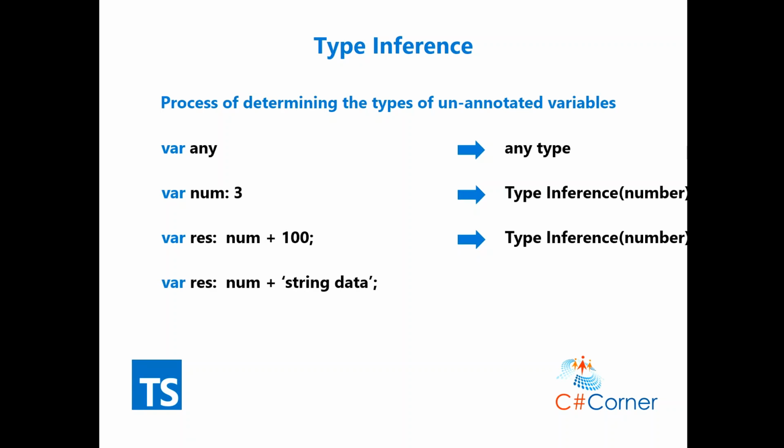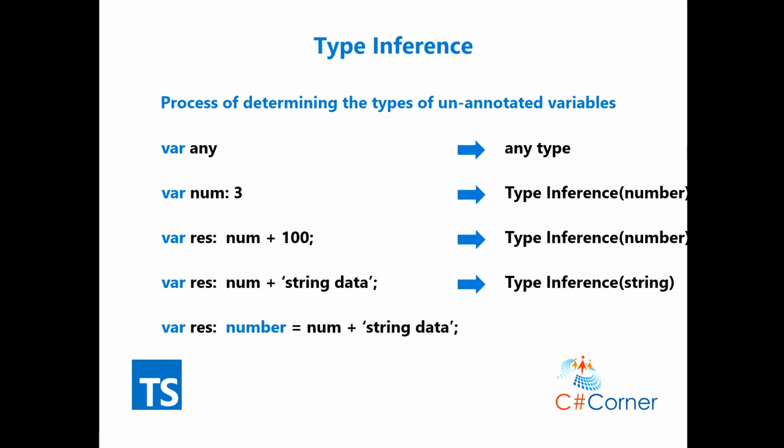Then what will happen if you do it like this? You are trying to assign string data to the number, right? Here the compiler has already concluded that this is a number type, but if you try to add string data to that, you will get a concatenated result like 103 string data. Anyway, I will show you the source code when we go to that. And this is something wrong.